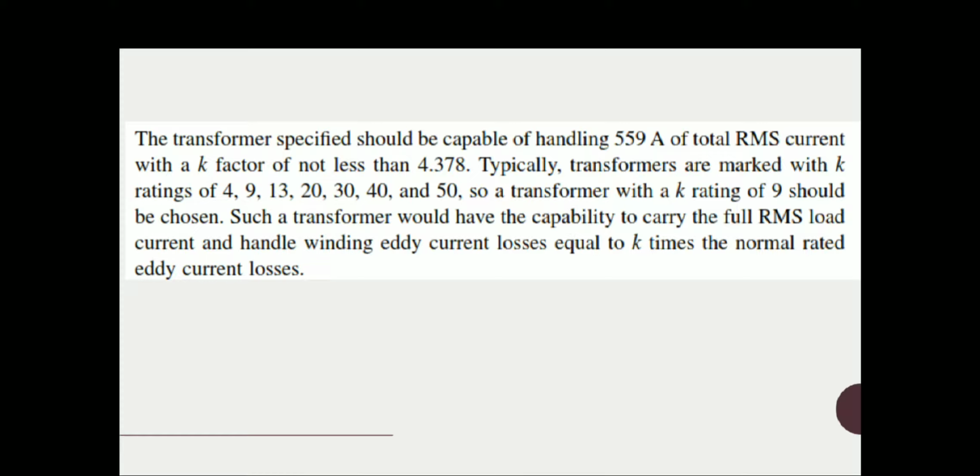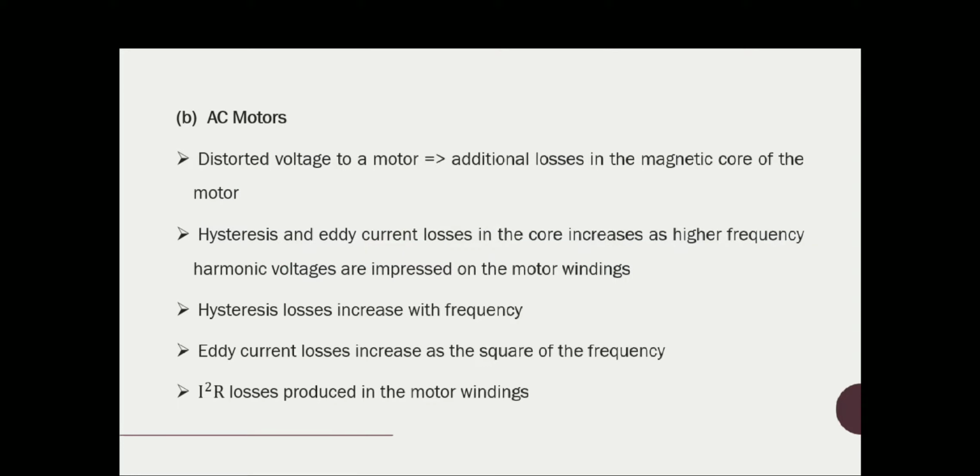If you choose a transformer with a K rating of 9, such a transformer would have the capability to carry the full RMS load current and handle winding eddy current losses equal to K times the normal rated eddy current. So in general, it can handle all the harmonics present in the load if you choose a transformer with K rating 9. So that is the effect of harmonics on our transformer.